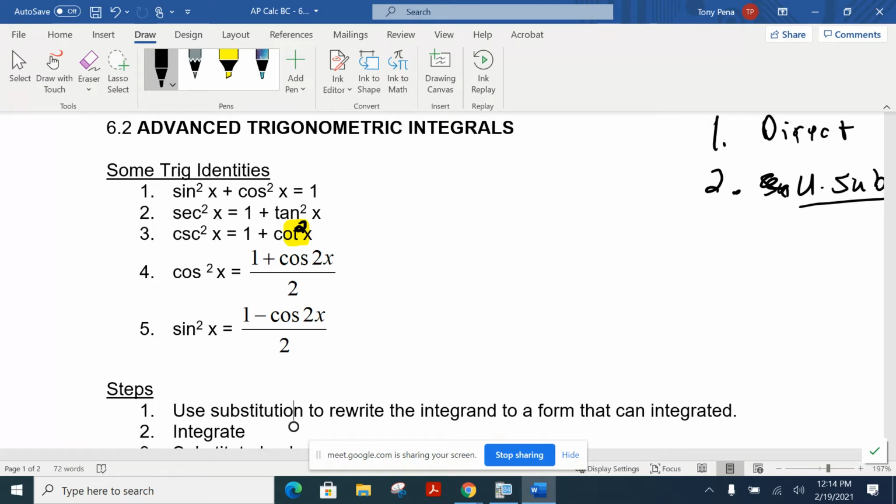So most of those should look pretty familiar. Number 1 is probably the most common one we're going to use. The secant squared identity is pretty common. But think about why we're picking these. It's because we know the antiderivative of these. We know the antiderivative of a secant squared. We know the antiderivative of a cosecant squared.